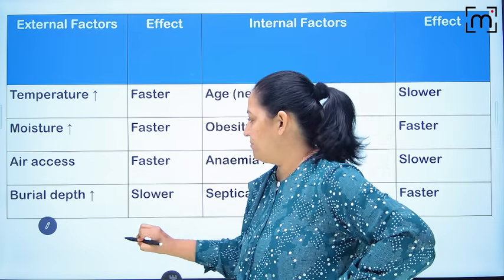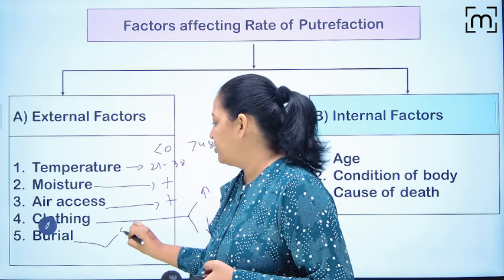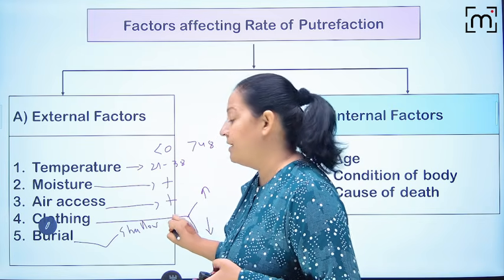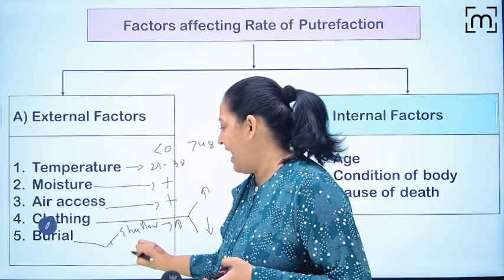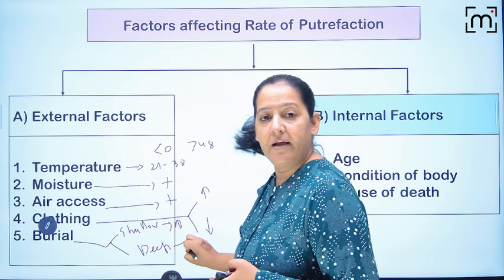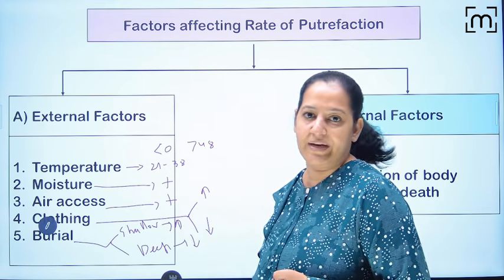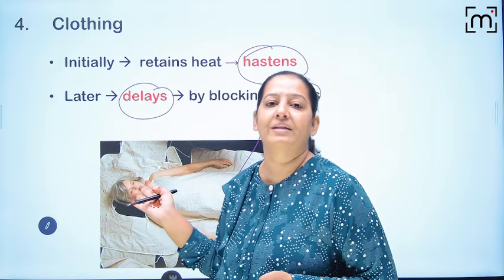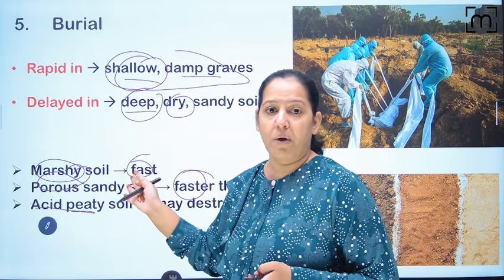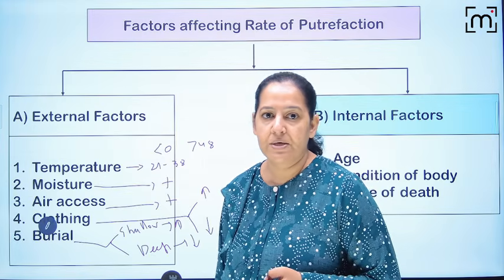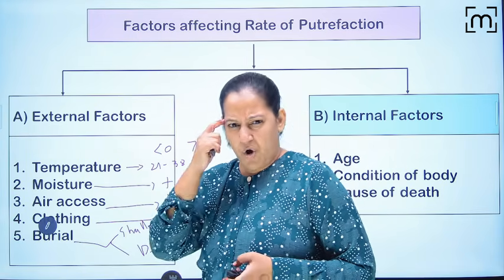Burial: shallow burial increases the rate of putrefaction, and deep burial decreases the rate of putrefaction. You can write here only like this. You don't have to read all these slides. It depends from soil to soil also. You can learn the soils for your MCQs. So these are the external factors, common sense.